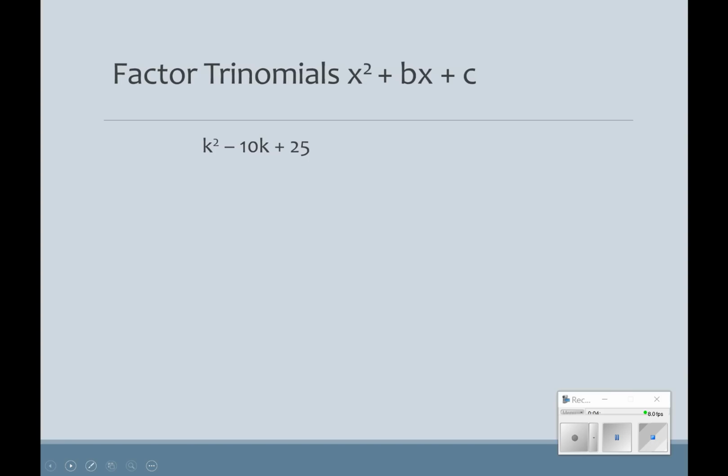All right, now, notice this time I need factors of 25, because that's our c. So factors of 25 that add to negative 10. The only way I can do that is I've got my factors of 1 and 25 and 5 and 5. Well, if I want them to add to negative 10, that means that both of these factors have to be negative. Think about that. Negative 1 times negative 25 gives us a positive 25.